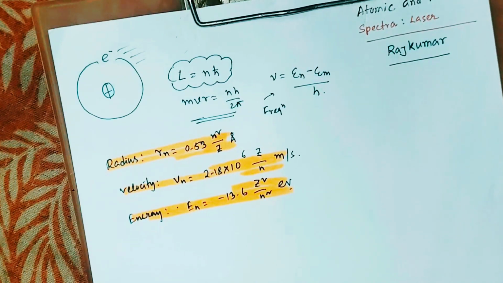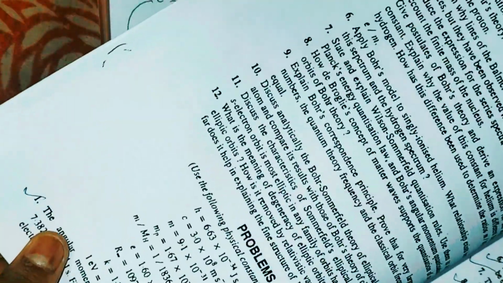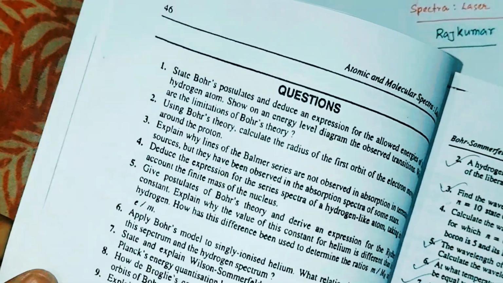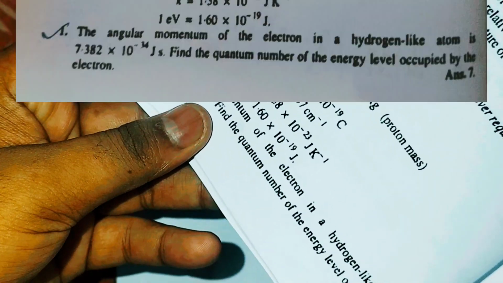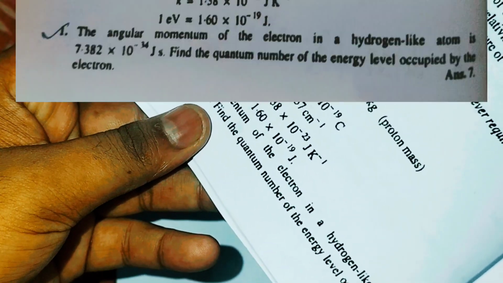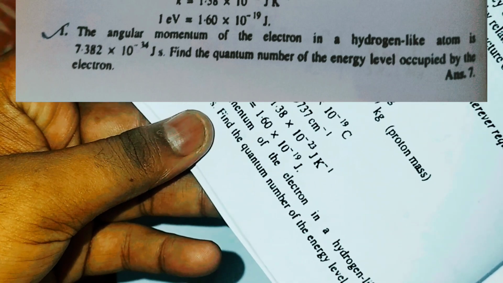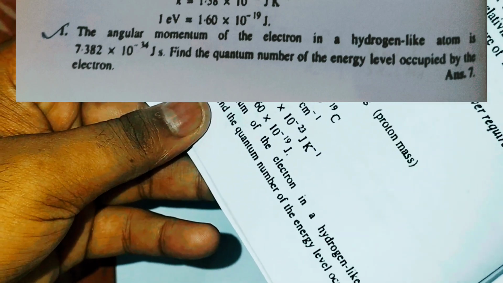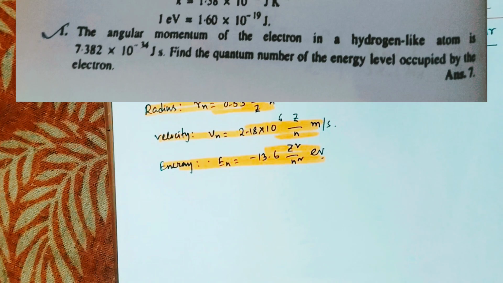So the first problem: the angular momentum of the electron in a hydrogen-like atom is 7.382 into 10 to the power minus 34 joule second. Find the quantum number of the energy level occupied by the electron. Fine, so let's start the problem.